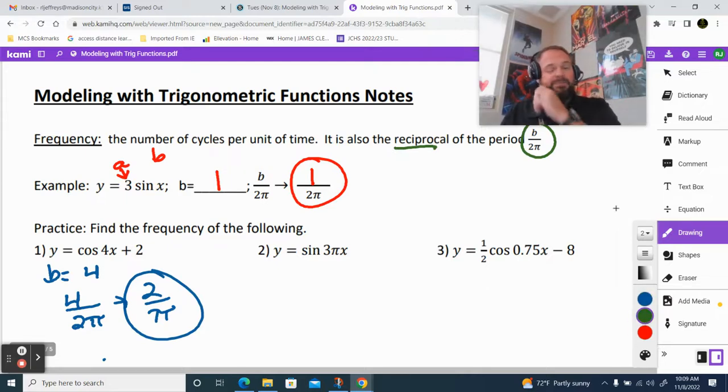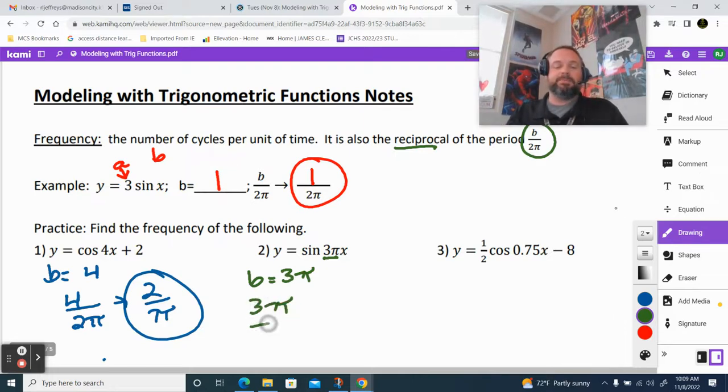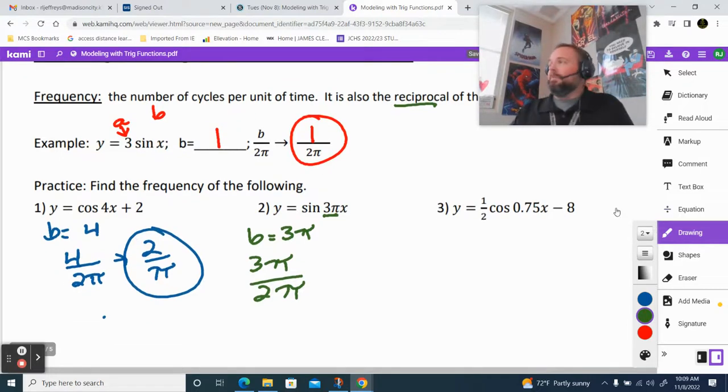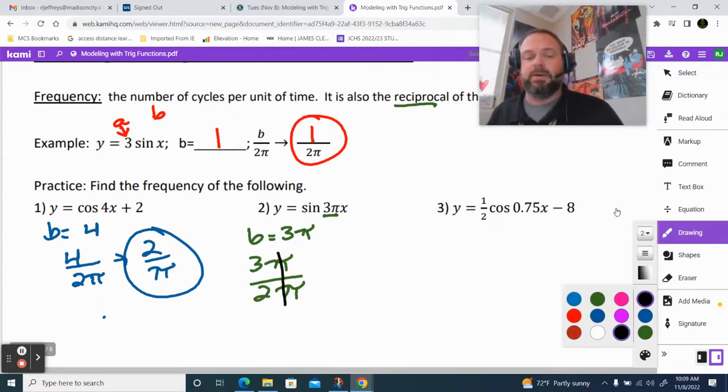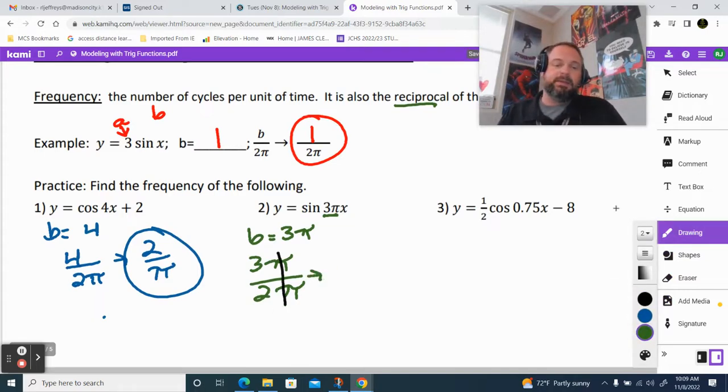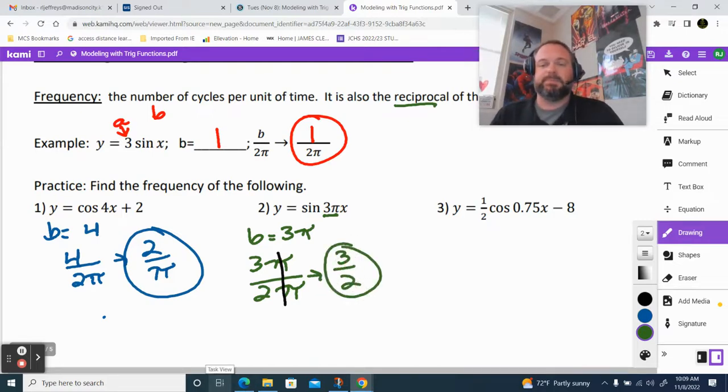So now on number 2, our B is a little bit more. Our B is actually 3 pi. Okay. So when we're plugging this in, 3 pi over 2 pi. Okay, just like what's going to happen when Mr. Jeffrey sees a pi during Thanksgiving, it's going to disappear. Okay, so I'm going to have 3 over 2. Or 1.5.